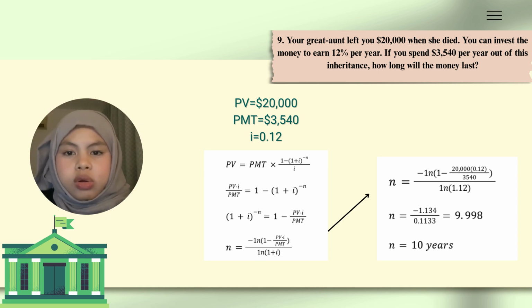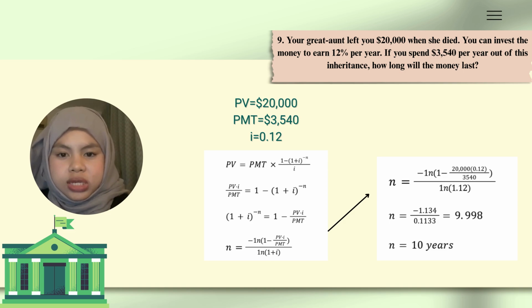So the inheritance will last approximately 10 years. This means if you withdraw $3,540 every year with 12% interest, the money will run out after about 10 years.